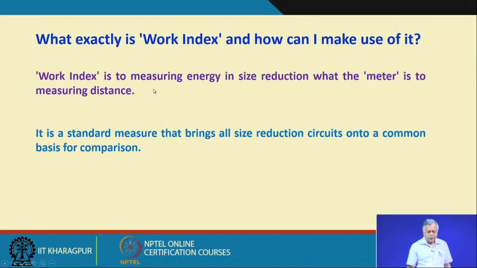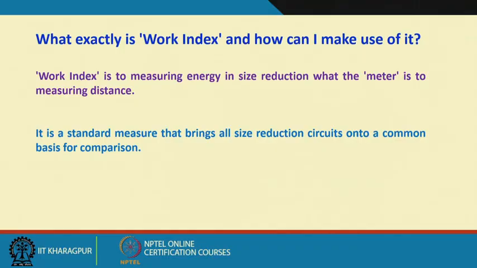I would say that the work index is a measure of energy in size reduction. It is similar to how we use a meter to measure distance. That means it is almost equivalent to a unit. The work index is the very essential thing we must know to calculate the energy consumption in a comminution process. It is a standard measure that brings all size reduction circuits onto a common basis for comparison.